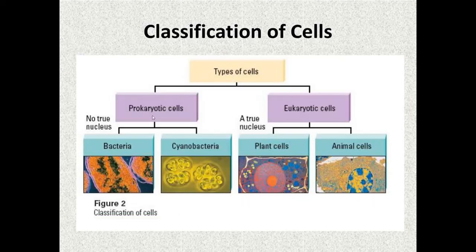Cells are classified as prokaryotic and eukaryotic cells. So prokaryotic cells are the cells that don't have a true nucleus. Eukaryotic cell is a cell that has a true nucleus. Examples for prokaryotic cell are bacteria and cyanobacteria. Examples of eukaryotic cell are plant cell and animal cell. Dear children, already you have observed plant cell and animal cell. There you can easily identify a prominent nucleus.